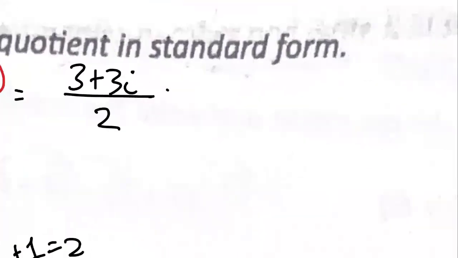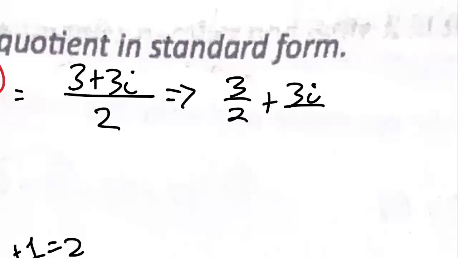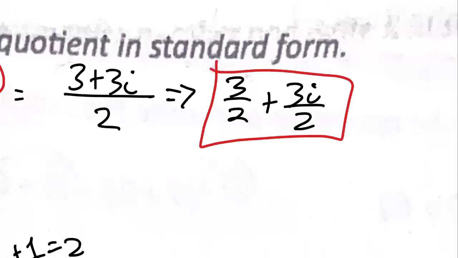So to write this in completely standard form, you kind of have to break it apart. So this is technically the correct, most accurate answer: 3 halves plus 3i divided by 2.